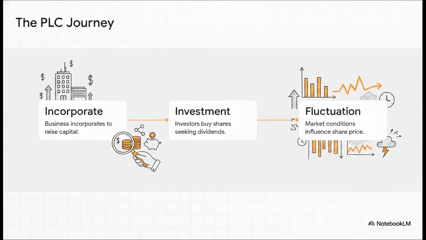Let's walk step by step through how this actually plays out in the market. Step 1, a business incorporates and issues shares primarily to fuel growth and raise capital. Step 2, investors buy into this business seeking a return. That's usually a portion of the profits, called a dividend, plus an appreciation in their overall wealth. Step 3, once those shares are out in the wild, the share price constantly fluctuates based on shifting market conditions and, of course, the company's actual financial performance.